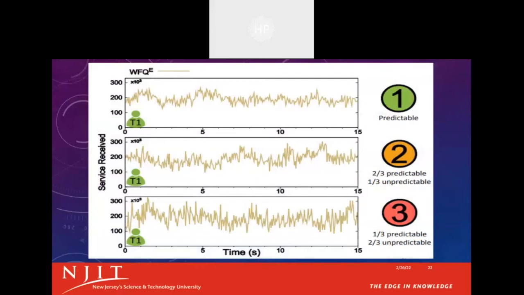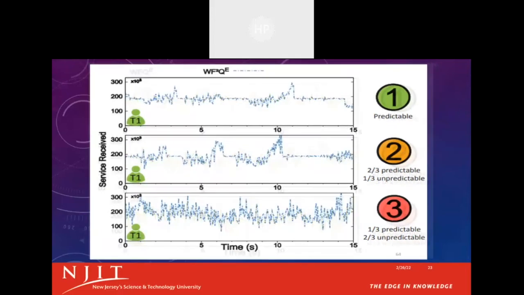So this is the workload for WFQ. Let's look again at T1 throughput. As the workloads become less predictable, weighted fair queuing gives burstier and burstier service. This is the workload for WF2Q. Similarly, WF2Q does reasonably well when the workload is predictable but also deteriorates as the workload becomes less predictable.